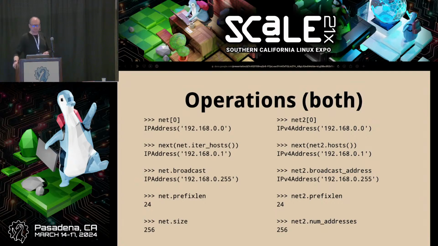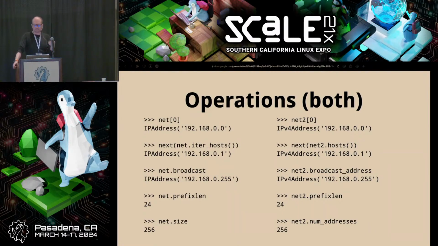Here's some more examples. You see that at the top, this is doing an index or a slice of the network object, which treats it like a list. So if you index 0 on the network object, you get the first address in that object. Both NetAddr and IP address do this in the same way. The next line, iterating the hosts, the calls are different, but it's the same concept. That says, just give me the next host in this host iterator of this network.